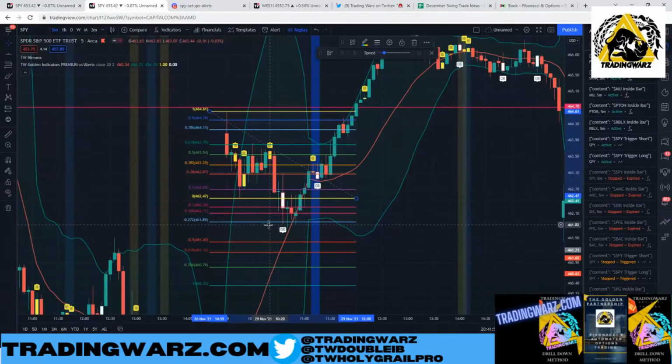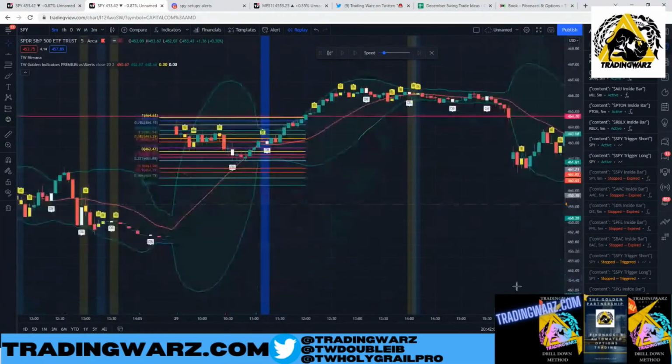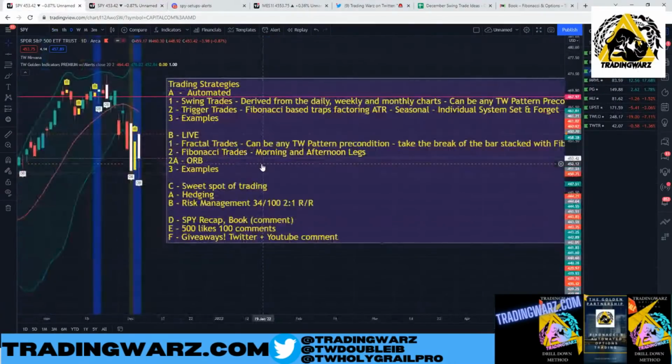The fibs are not just good for trend continuation, but they're also good for reversal. Because you can see when we get here to the 272, that is where the market reverses, and then we have an extreme push higher. Beautiful. Okay.